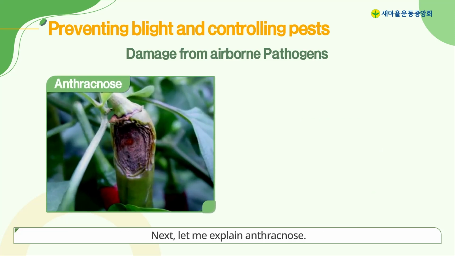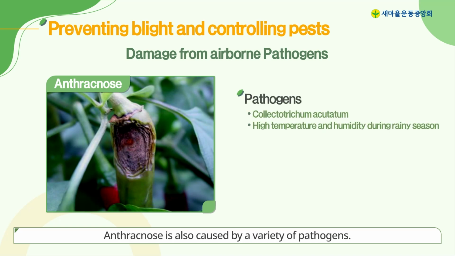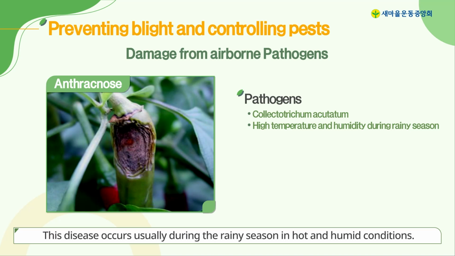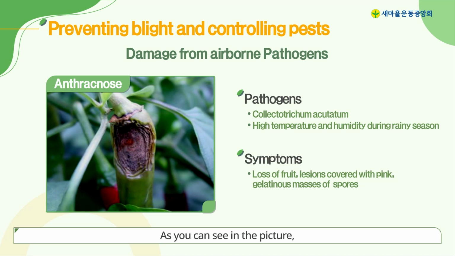Next, let me explain anthracnose. Anthracnose is also caused by a variety of pathogens. Infectious agents in the diseased plant move in strong winds and heavy rains. This disease occurs usually during the rainy season in hot and humid conditions. As you can see in the picture, some symptoms include rot, and these symptoms are usually displayed on the stems and fruit of strawberries. A lump of so many spores that contain the pathogen are formed in the infected area.